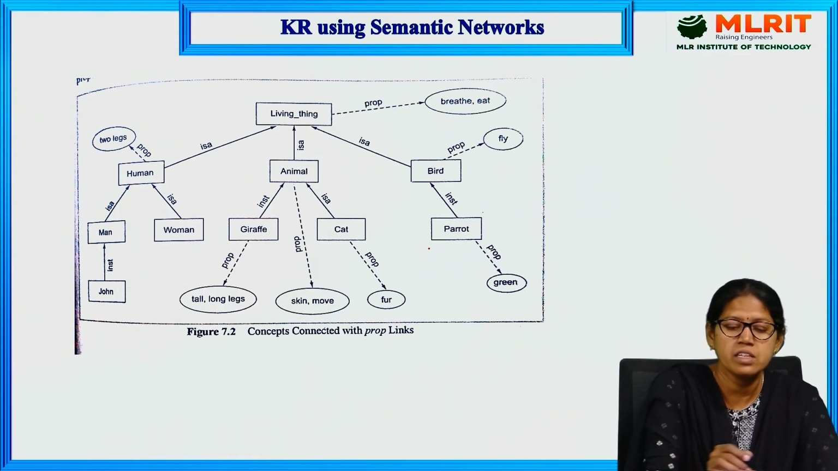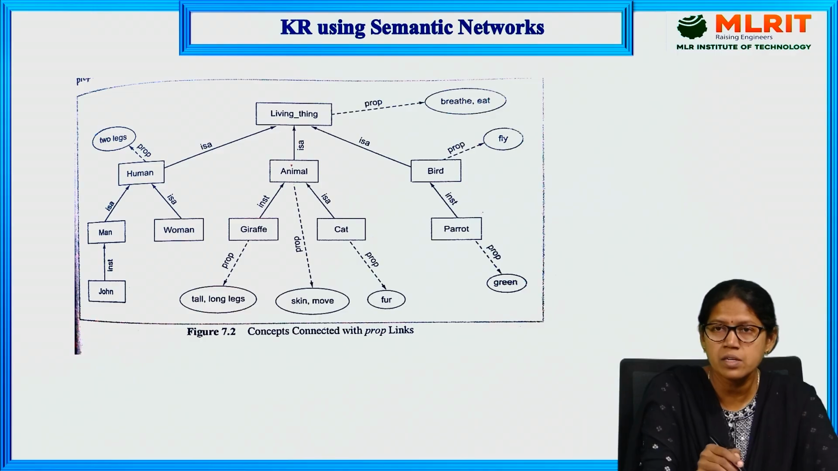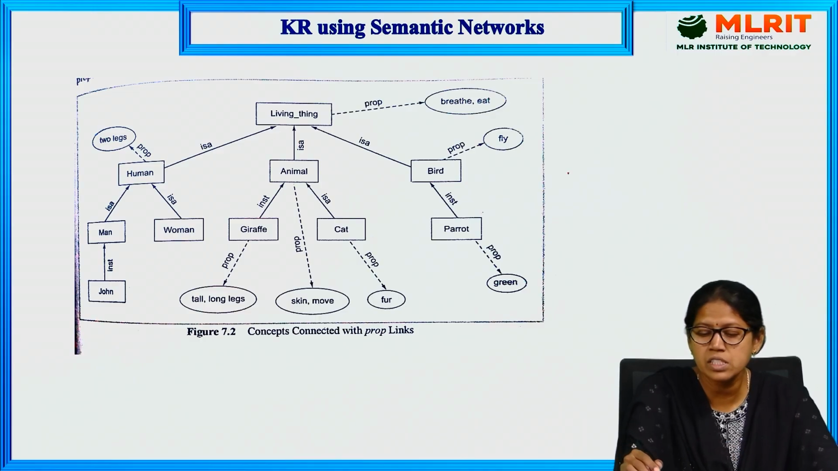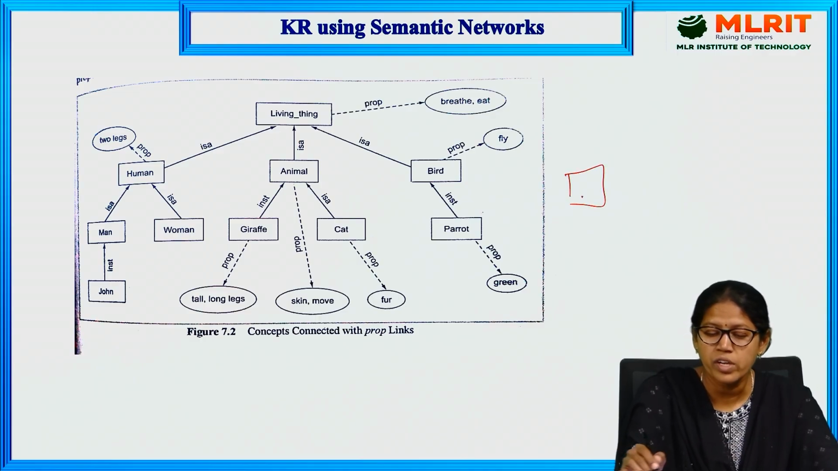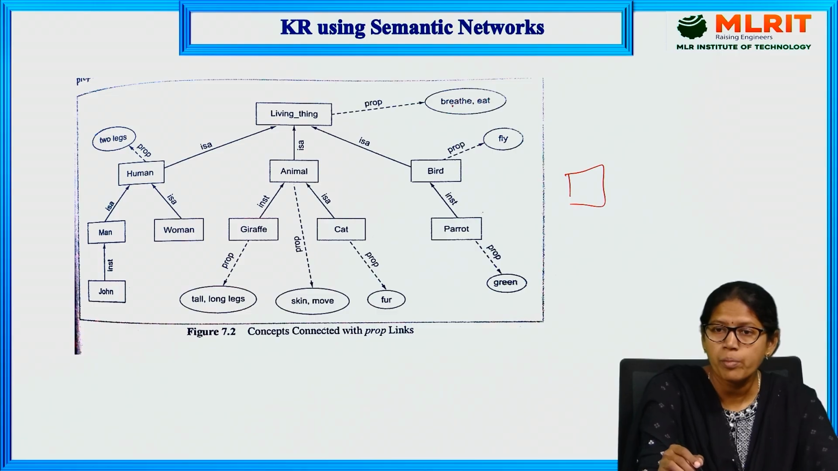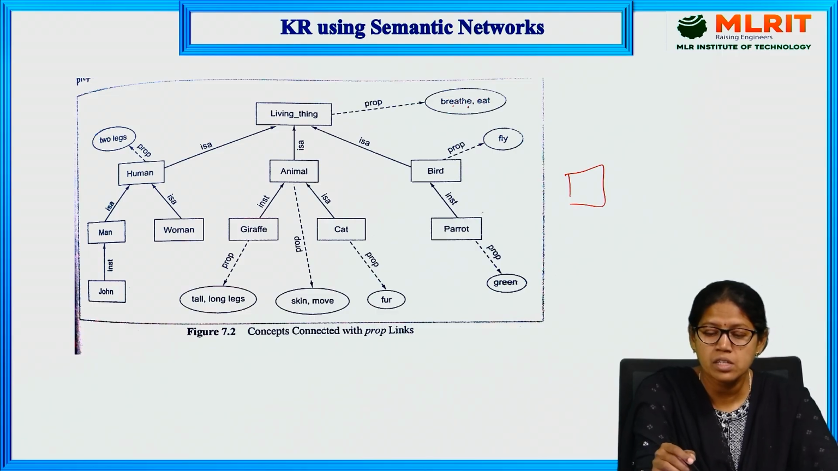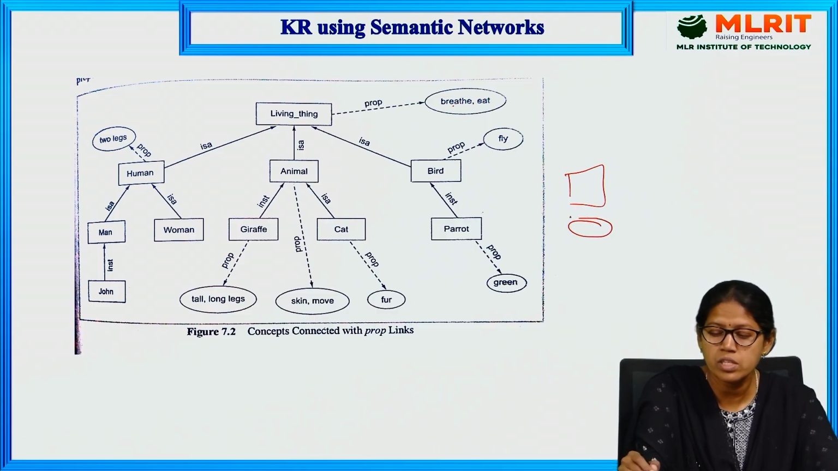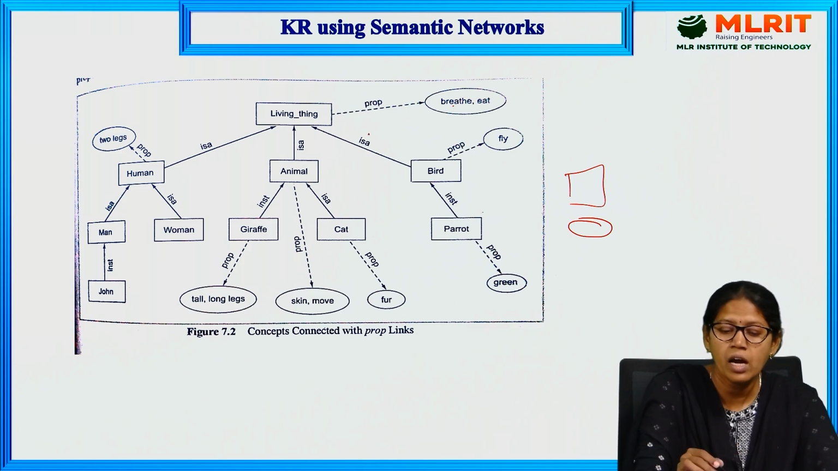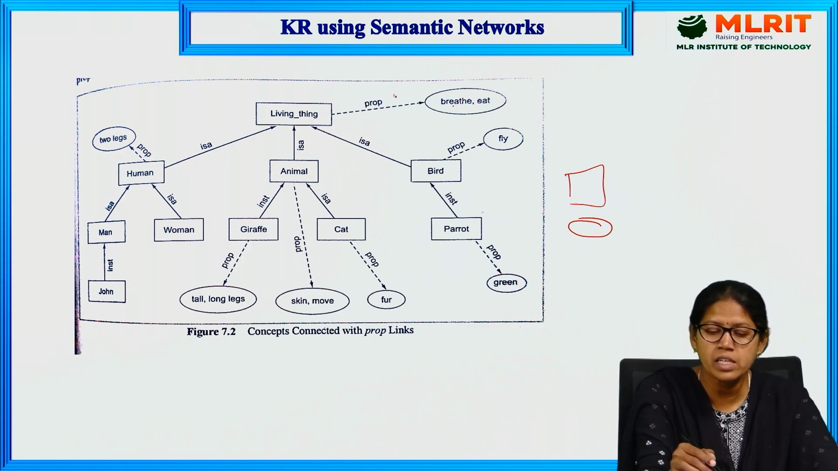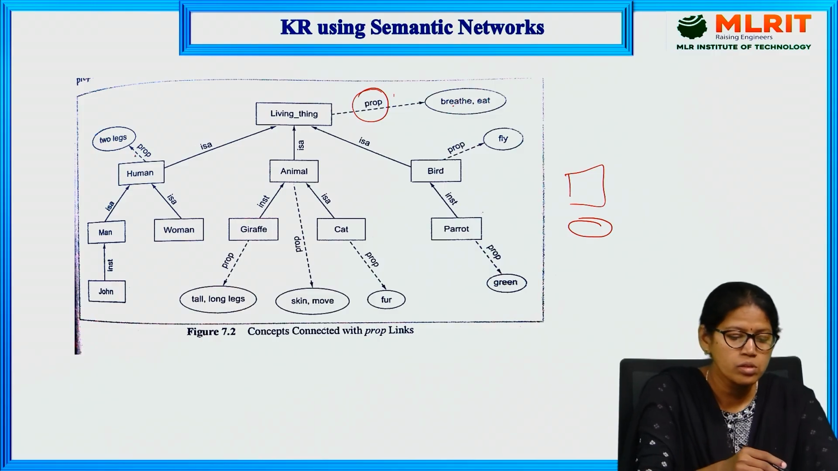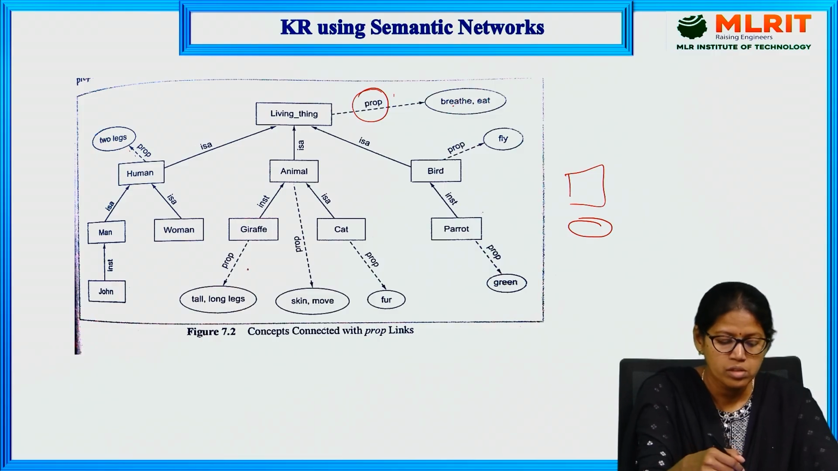Okay, let's see here. I already said the concepts or objects are represented with square nodes, and the properties are represented with ovals. The same diagram here, and here we have given a link called prop. All attributes are written as prop. So look here, 2 legs, tall, long legs are properties of those concepts.